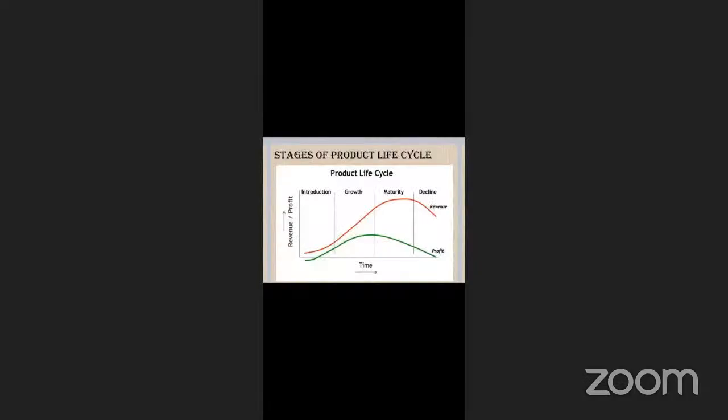So this is the product life cycle picture. This question, 99 times out of 100, will come in the examination, so this diagram is very important. Introduction stage, growth stage, maturity stage, and decline stage. This is time and revenue. So these are the different stages of the product life cycle. Just now I have explained the introduction stage. Now just give a glance.